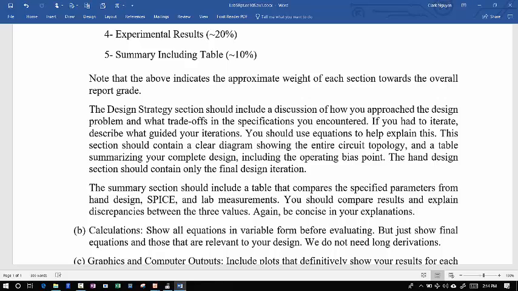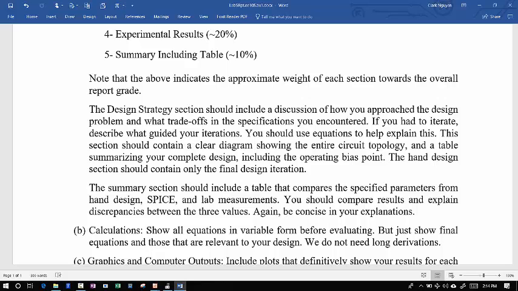You should have a clear diagram showing your circuit topology and a table summarizing your complete design even before the summary table. This is a table that should show your operating point, all the different currents, all the different voltages, maybe what the gm is, and those details. And then you should have a summary section, which I already mentioned, with a table that compares all those parameters that you were designing for.